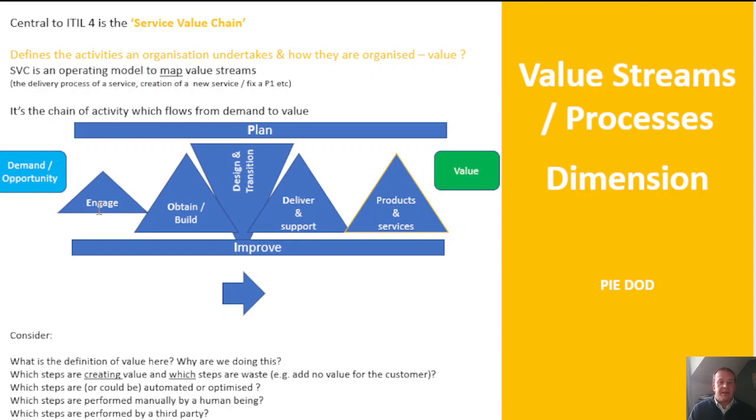So I've mentioned perhaps fix a P1, perhaps it's creation of a brand new service, perhaps it's the delivery process of an existing service. Not for this session, but for another session, I will go into much more detail around the value chain and how to map those. But fundamentally, what it starts to tease out are questions such as, what are the steps we're actually doing? Which ones are creating value? Why are we doing that step? "I don't understand why we're doing that step" is a good question. It teases out some awkward questions.